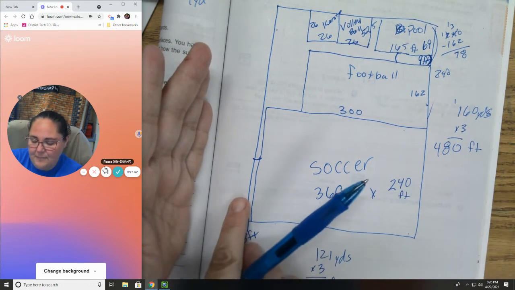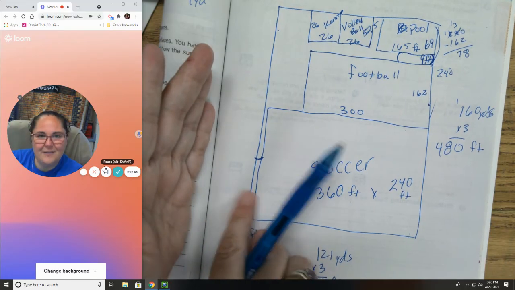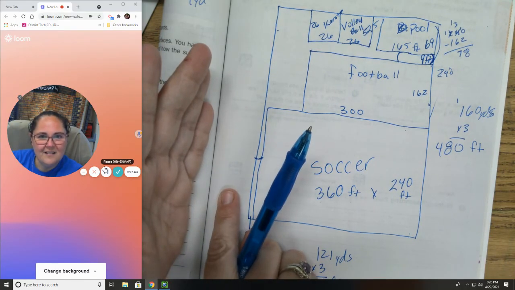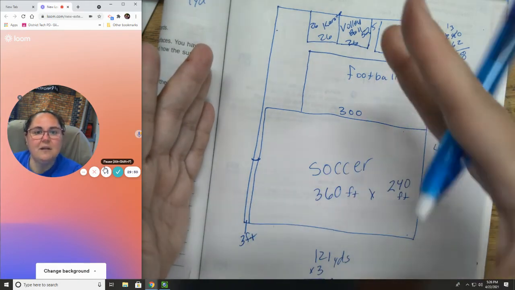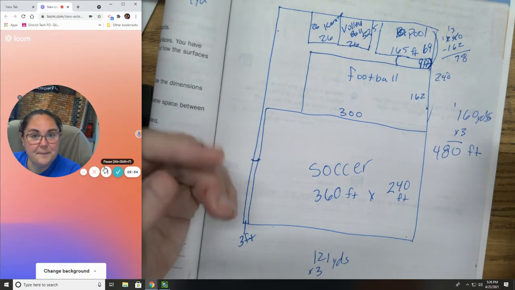Am I going to try to fit a pool right here? All I have is 3 feet left. Am I going to try to put a pool right here? No, I don't have enough space. That's how using area and finding area of different things can help you in your lessons or in your life.